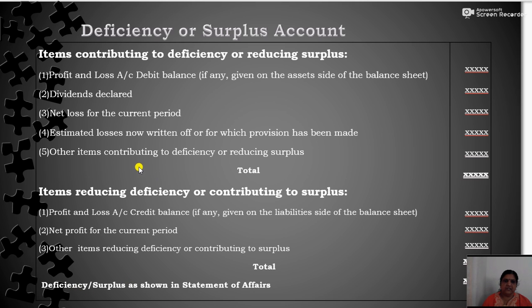So here we have studied the order of payment of liabilities, then the statement of affairs, the format of the statement of affairs, then various lists to be attached to the statement of affairs, and also the preparation of deficiency or surplus as per list H.